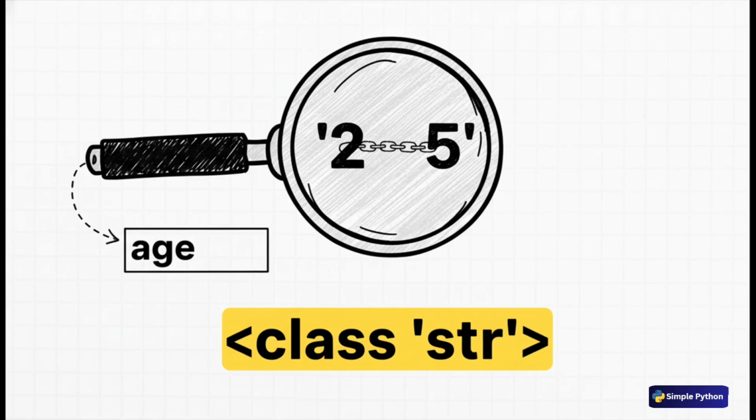The answer is a big fat no. If we actually ask Python, hey, what type of thing is this age variable? It comes back and tells us it's a class string. It's a string. See, input doesn't try to guess. It doesn't care that 2 and 5 look like a number. To play it safe, it just treats everything as plain old text.